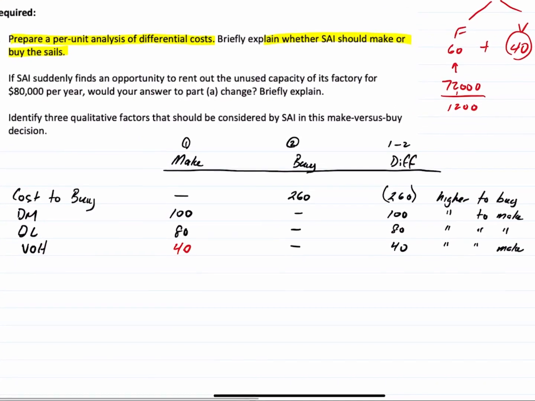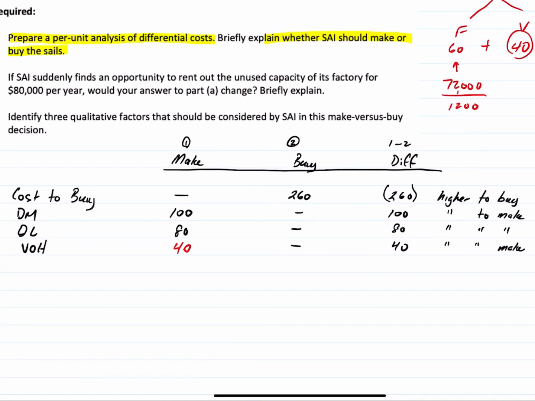So what we can do now is add up the total costs of our options. So the cost to make is $220 per unit. The cost to buy is $260 per unit for a differential cost of $40. And you can see just by looking at it that this is higher to buy.